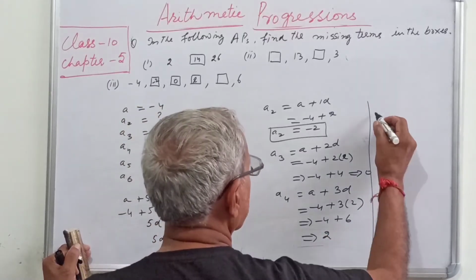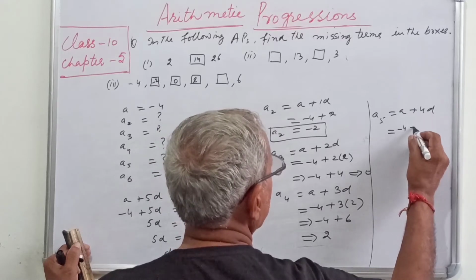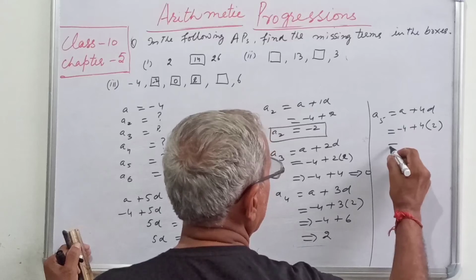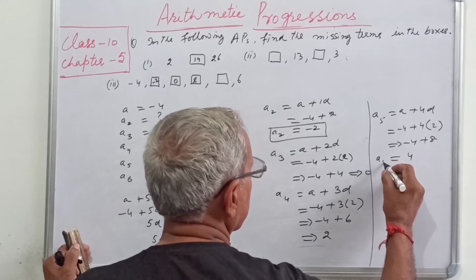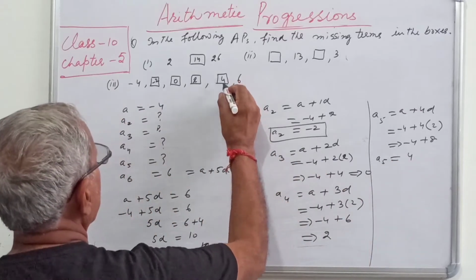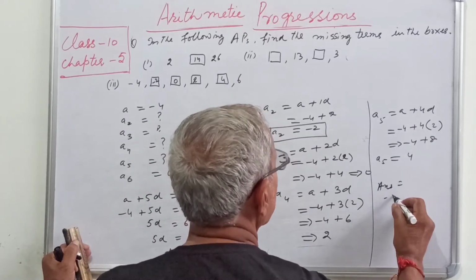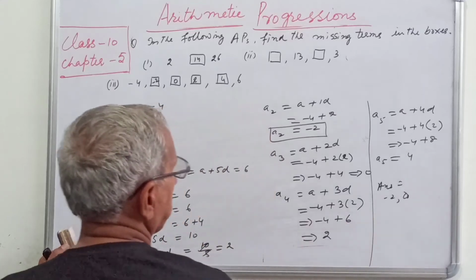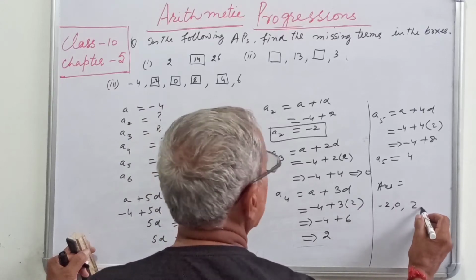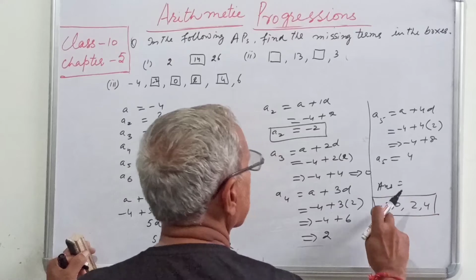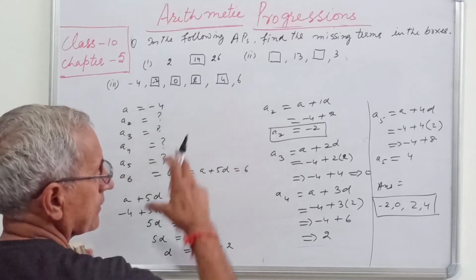Fifth term, A5 is A plus 4D, so minus 4 plus 4 into 2, minus 4 plus 8, that is 4. तो A5 is 4. तो ये आ गया 4. इस तरह से 4 आंसर आए हमारे. So the four answers are -2, 0, 2 and 4. The second term -2, third term is 0, fourth term 2 and fifth term is 4.